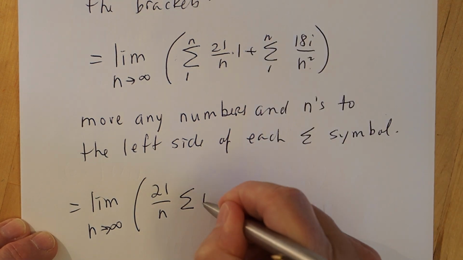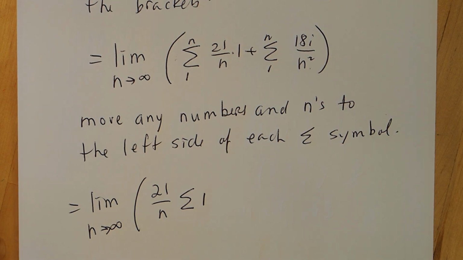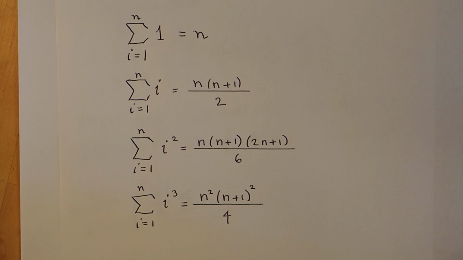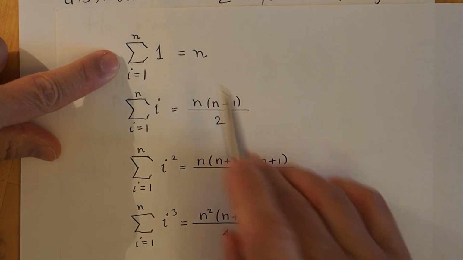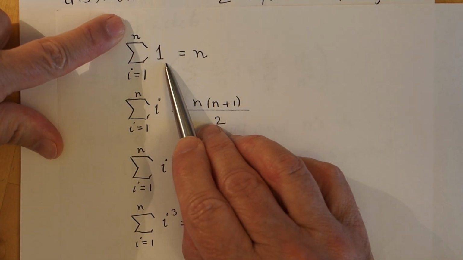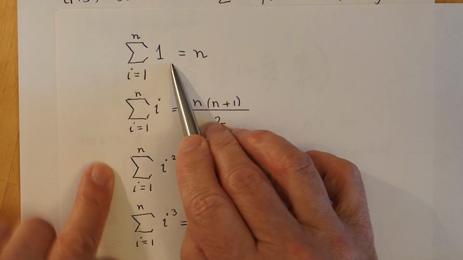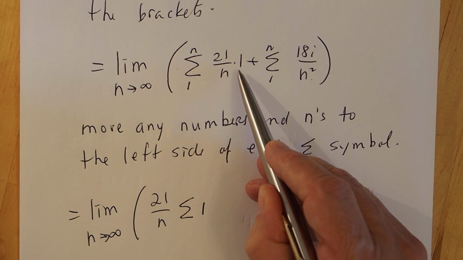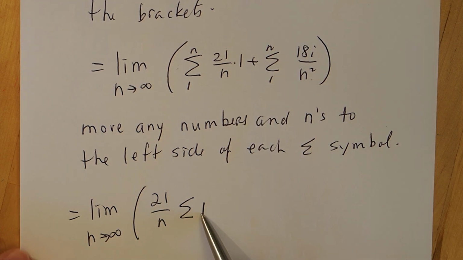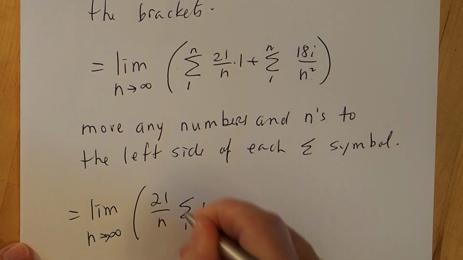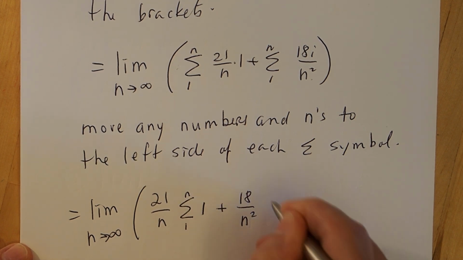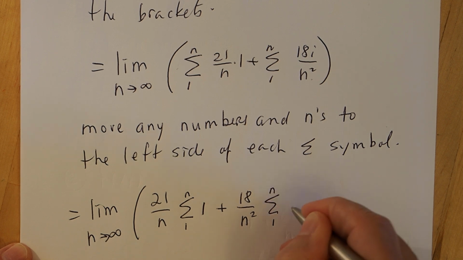I'm going to leave it in position here because we know we're going to be accessing our Riemann sum formulas in a minute, right? And look at the top one, it's the sum of 1, n times. It's equal to n. We're going to need that guy. So for that reason, I'm going to leave a 1 here, currently invisible, in position. And that goes from i equals 1 to n, plus 18 over n squared times the sum from 1 to n of simply i.